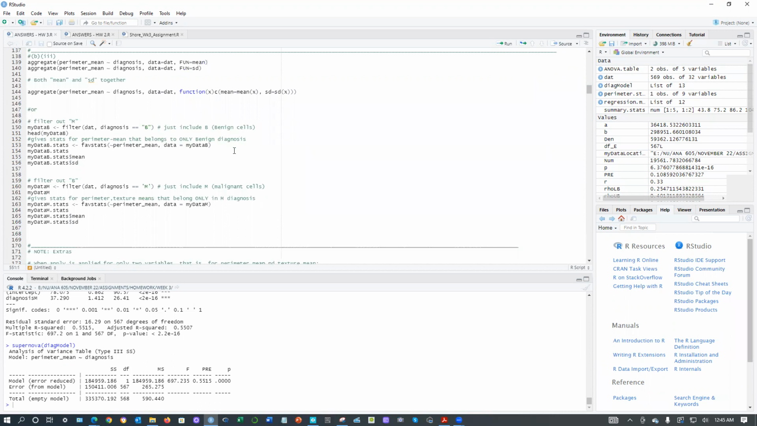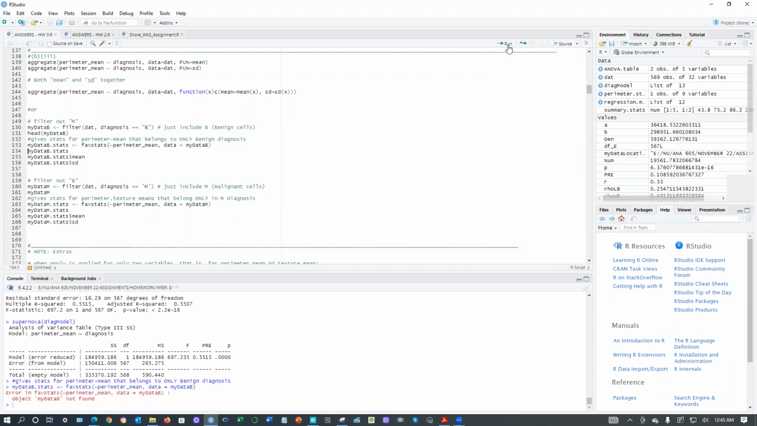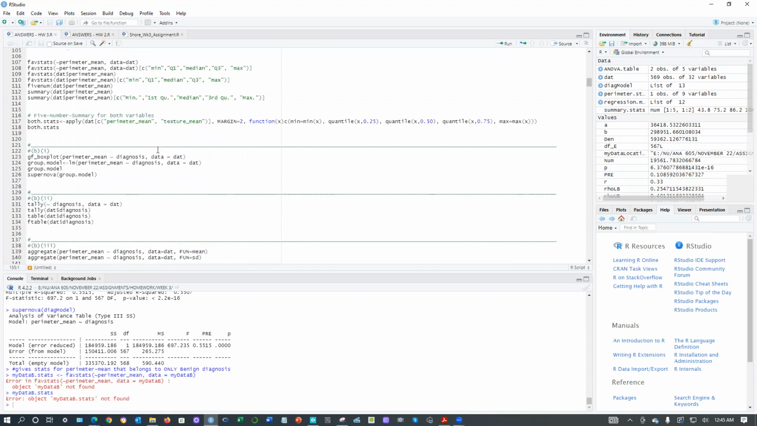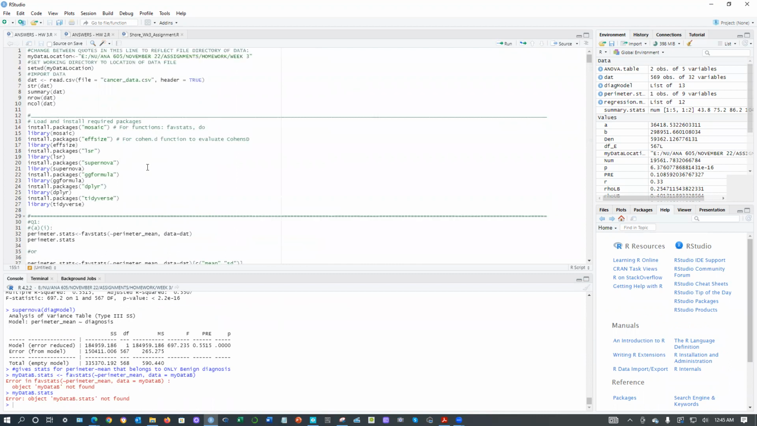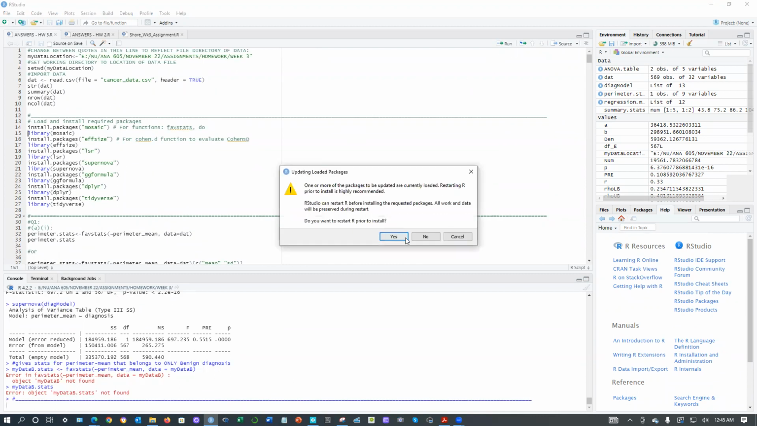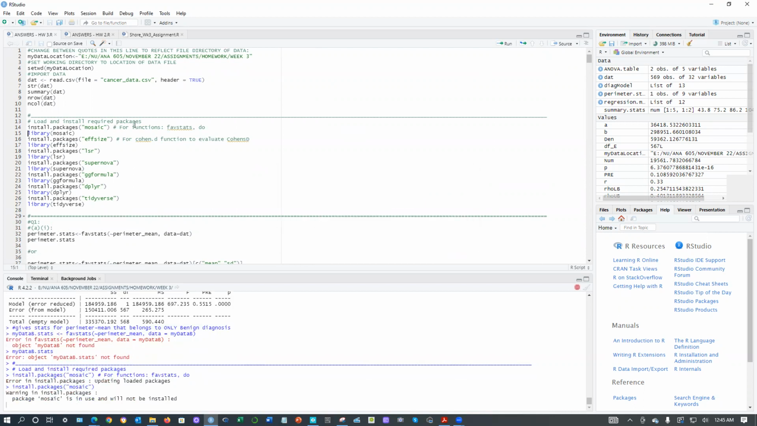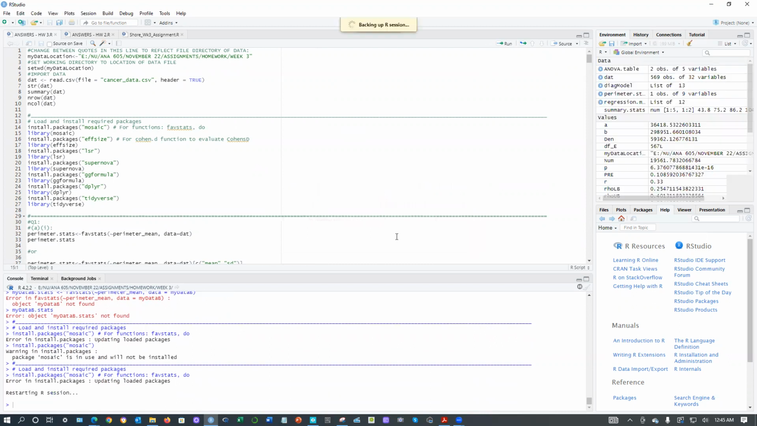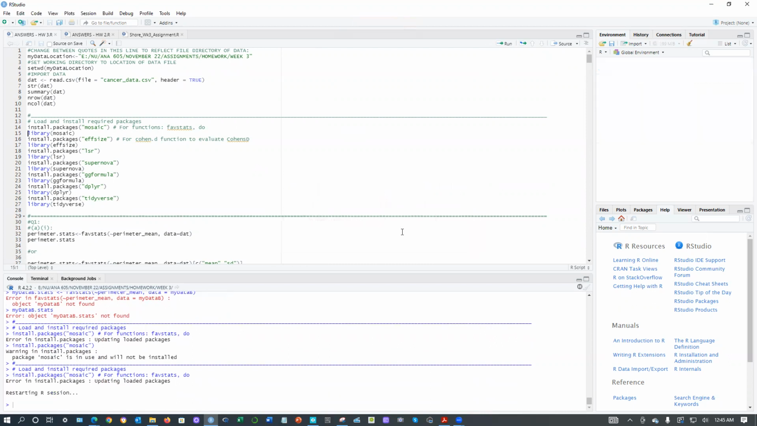Number we can favorite, let's run the favorite statistics that will give you. Have been, let's see. And go increase them. And we restart the R session.